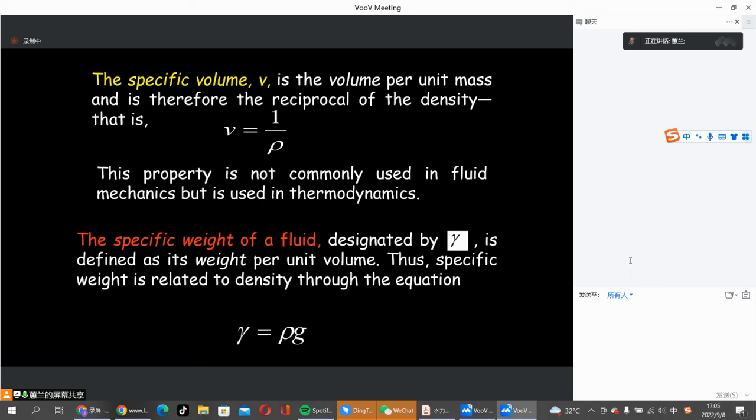Another variable we often use is the specific weight of a fluid. For the specific weight, we use the Greek letter gamma. Specific weight gamma is equal to density times gravitational acceleration, g.